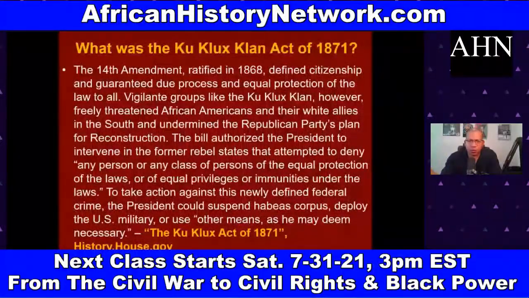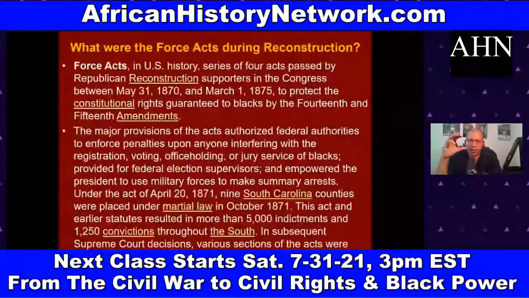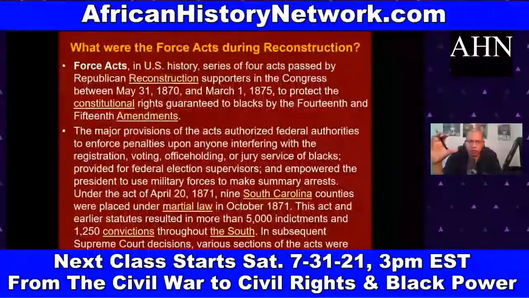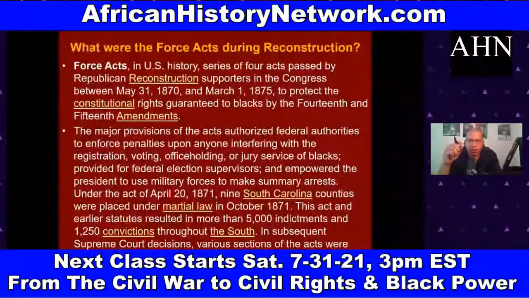South Carolina is where the Civil War started. Okay, April 12, 1861. South Carolina was the first state to secede from the Union, December 20th, 1860. The major provisions of the Force Acts authorized federal authorities to enforce penalties upon anyone interfering with the registration, voting, office holding, or jury service of African Americans. All right.